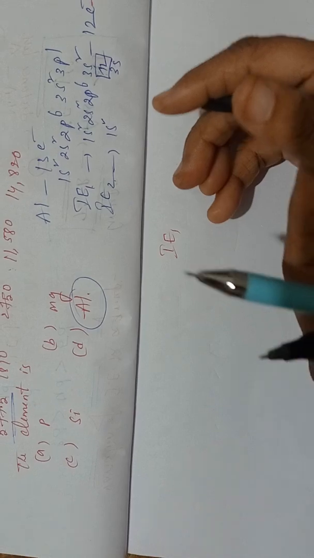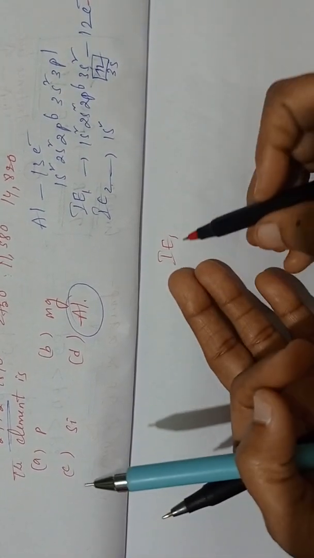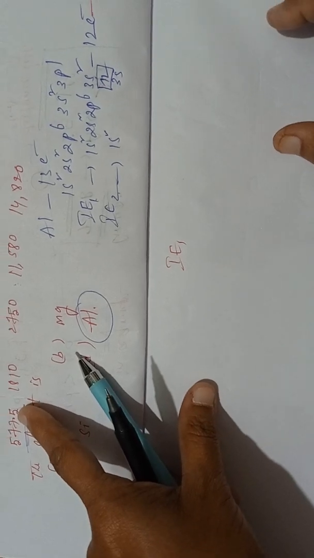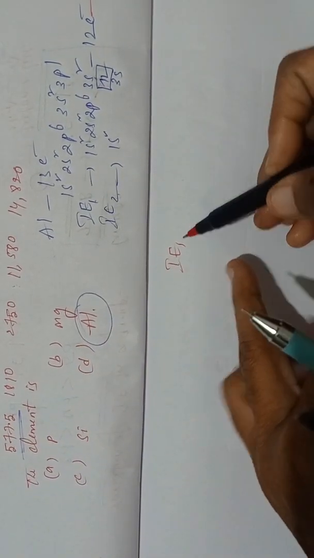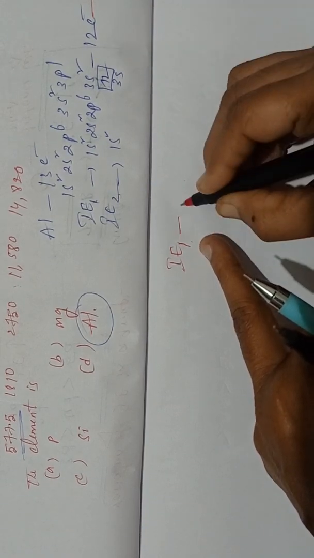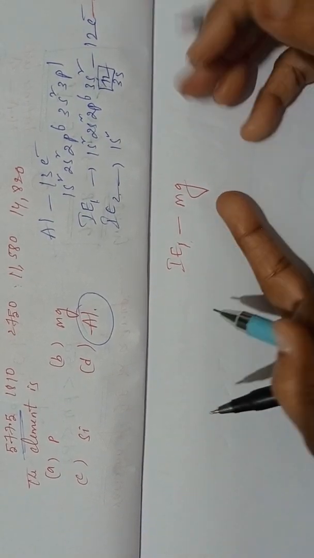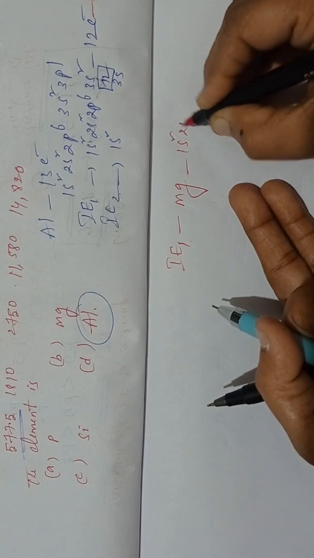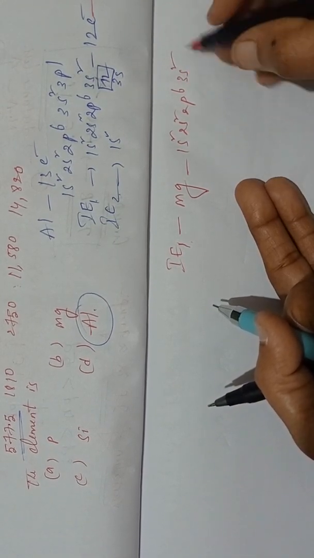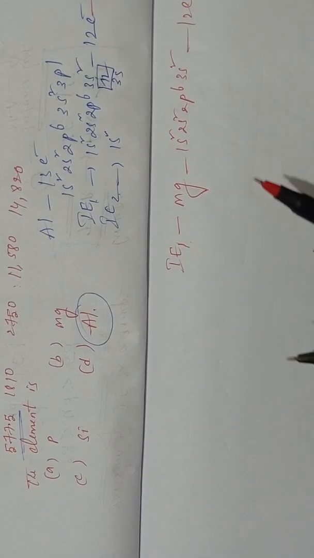Are you clear? So IE1 means after loss of one electron, what is the energy? This is 577.5. I am taking the example IE1. After loss of one electron, it gets the magnesium electronic configuration, that is 1s2, 2s2, 2p6, 3s2. Are you clear? How many electrons? 12 electrons.